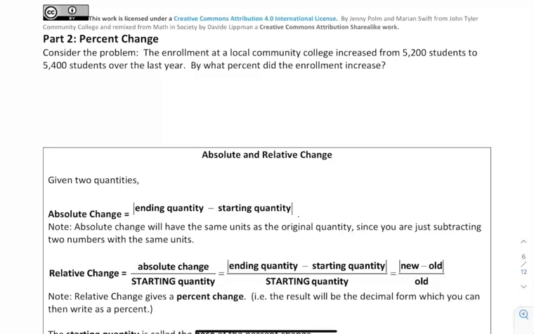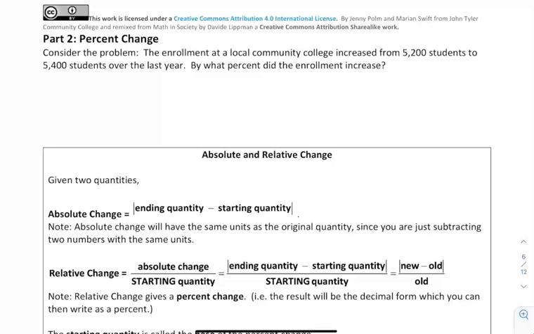Another important application of percents is dealing with what's called the percent change. Now, here's a situation where we may talk about percent change. The enrollment at a local community college increased from 5,200 students to 5,400 students over the last year. By what percent did the enrollment increase?